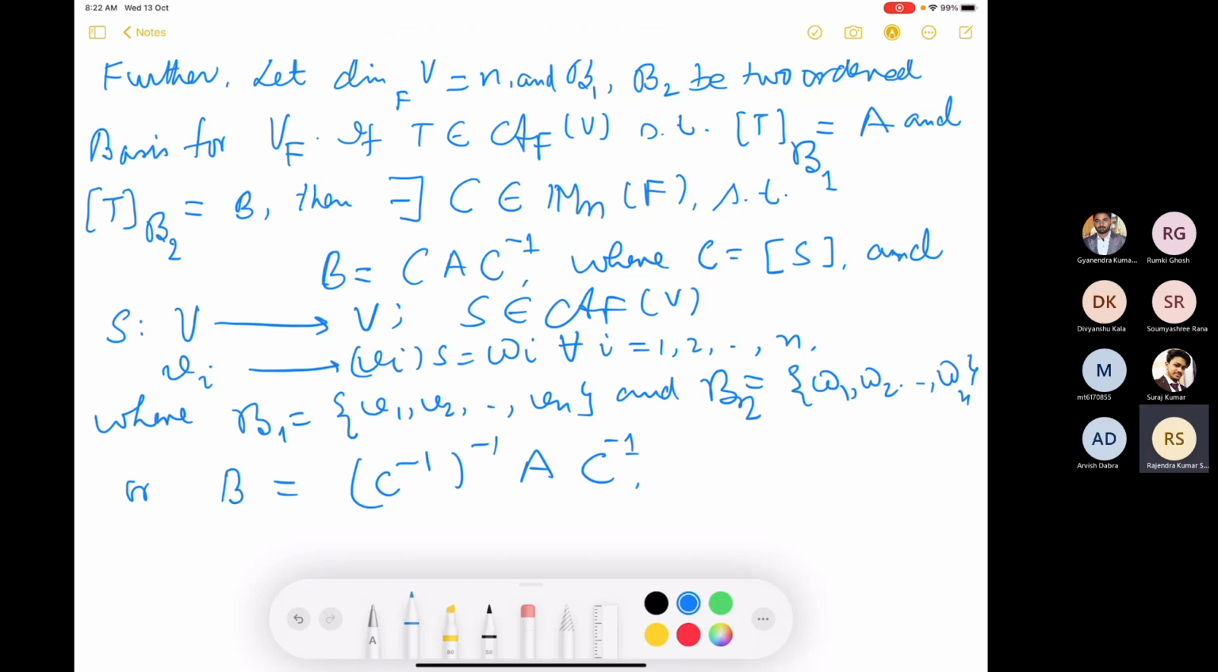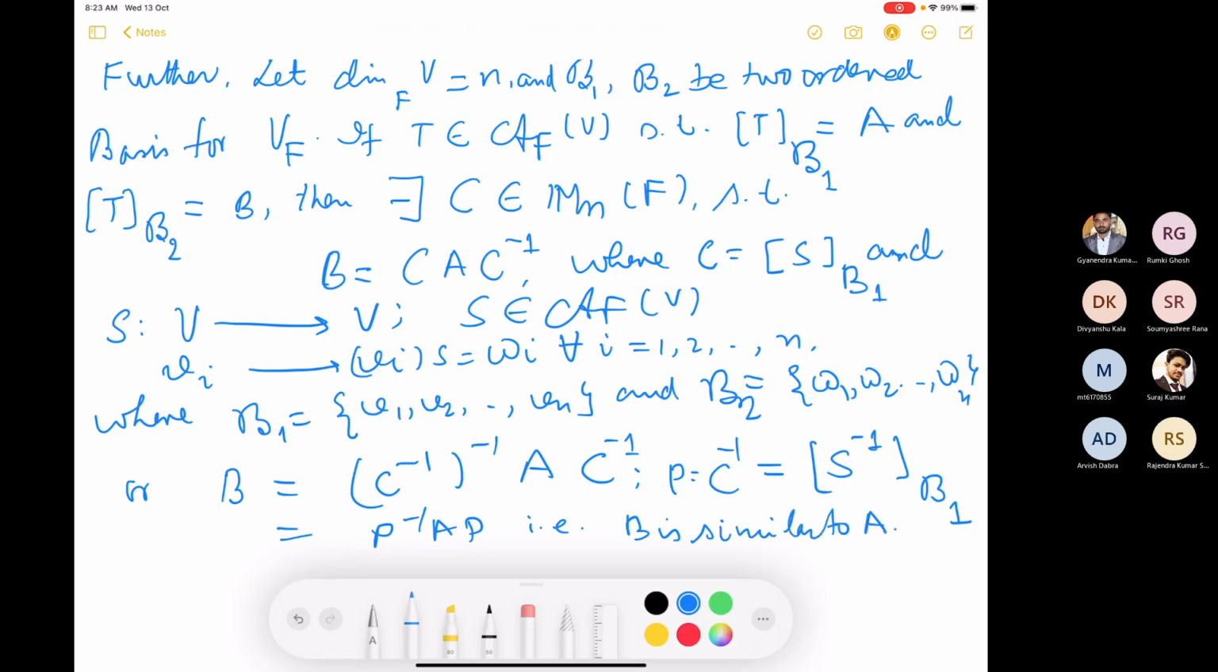So what you get here is that C inverse is actually the matrix of S inverse. You can see that this is with respect to the ordered basis B1. Or if you want, you can call this P inverse A P, where this P is this. So this is what we have called similar. That is, B is similar to A. And C or C inverse is called the matrix of the change of basis or transition matrix. These are different names available in the literature.